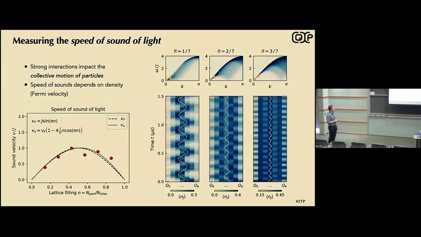And again, the takeaway message is that the strong interactions are impacting also the collective motion of your particles, not just how they order when you adiabatically prepare your fluid, but also their collective motion.